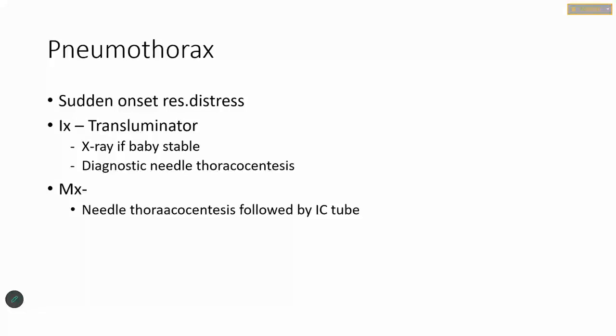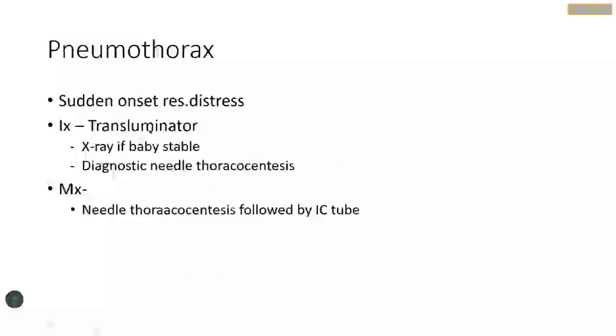First, we have to put the needle and get the air out, followed by the IC tube. That is the actual thing we have to do. But if we have the facility at the ward, we can try the transilluminator. That is a kind of torch, and if we flash the torch at the lungs, there will be a brilliant transillumination at the area of pneumothorax.